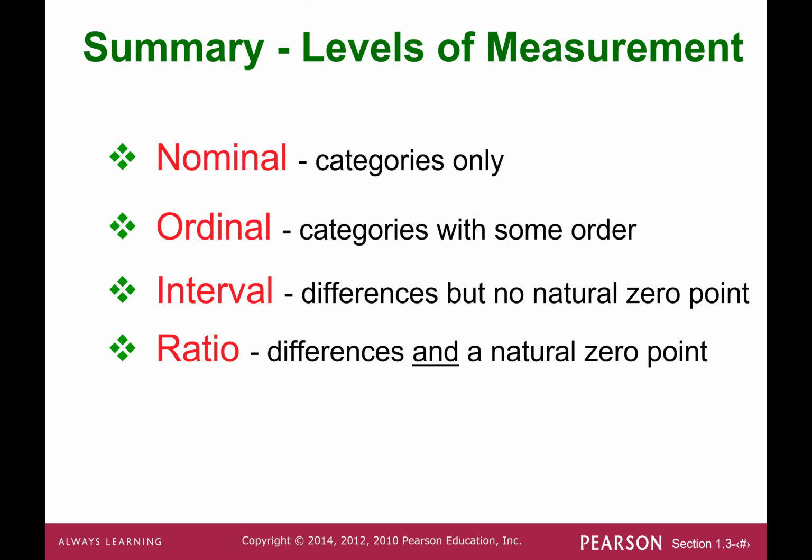This is a summary of what we talked about on levels of measurement. Nominal level: categories only. Ordinal level: categories with some order. Interval level: differences are meaningful, but no zero starting point. Ratio level: differences are meaningful, and there is a starting point.